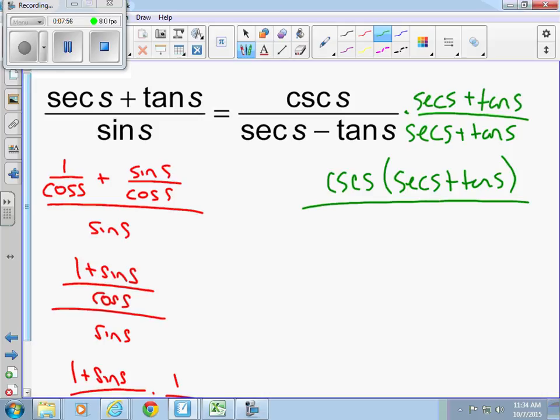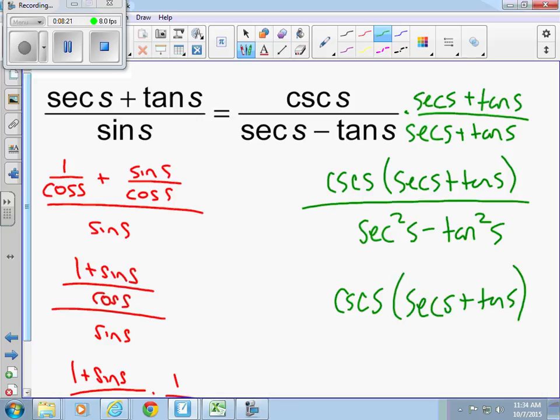On the bottom I'm going to FOIL that out, or distribute, whatever you want. So secant squared minus tangent squared is in fact 1. So we just have cosecant of x times secant of x plus tangent of x. Now just square it again.